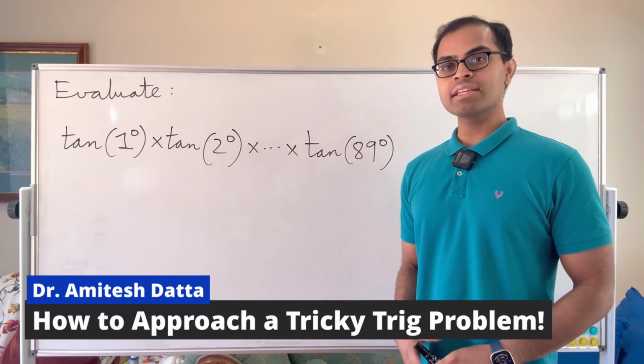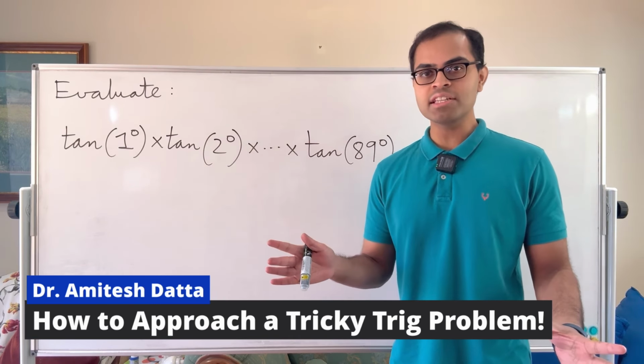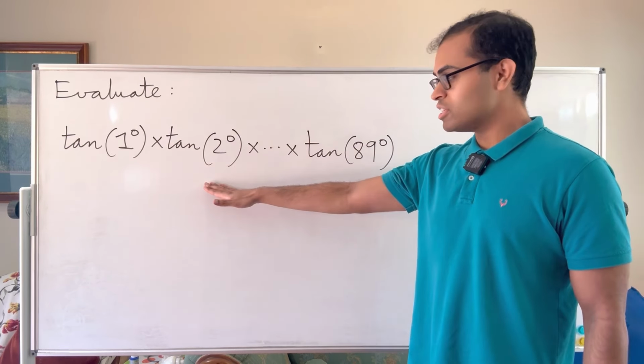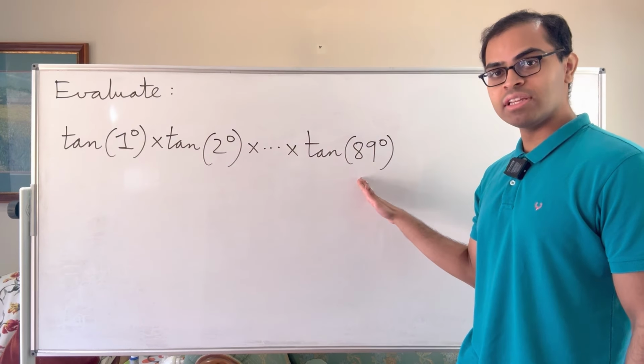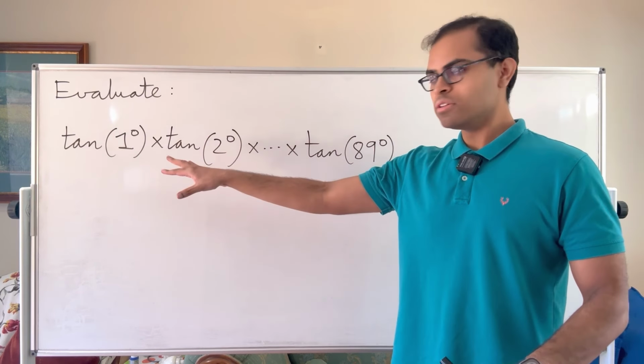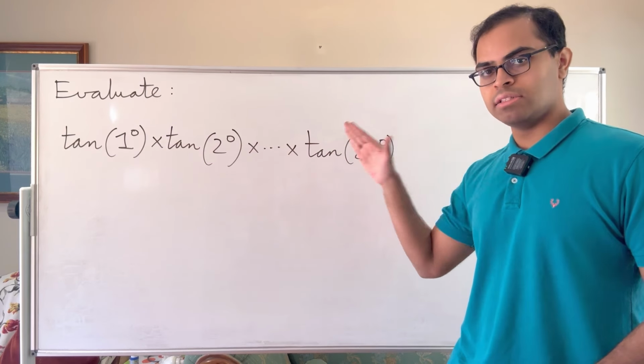Here's a beautiful exercise if you're studying trig, or even if you've mastered trig and you want a nice challenge. Tan of 1 degrees times tan of 2 degrees all the way up to tan of 89 degrees. We're going to explain this and some fun little trig along the way. Here everything's in degrees, not in radians, just to be clear.